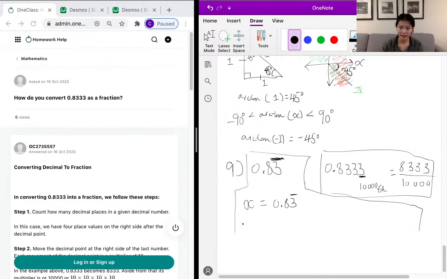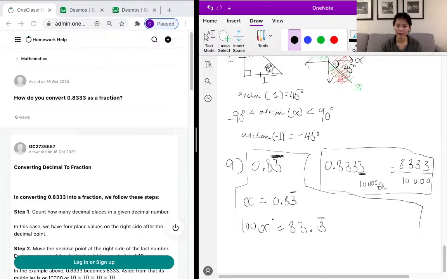Then let's multiply by 100 on both sides. So 100 times x is equal to 83.3, where the 3 is still repeating infinitely. So here we have our 100x. Next, let's multiply by 10 on both sides of the equation. This is our first equation, and this is our second.